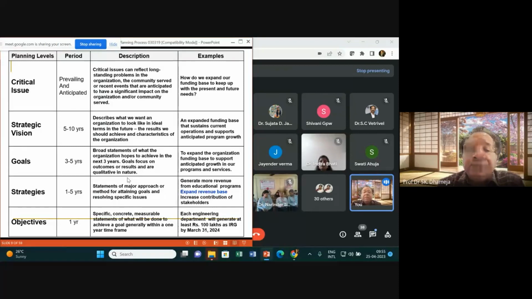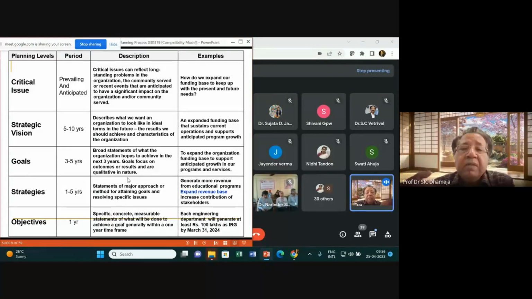So first was the critical issues. I was talking of the critical issues, the conduct of those research studies basically. So what are the prevailing and the anticipated critical issues? Like your organization may be having certain critical issues. Which are those critical issues, and what are the possible anticipated in the future also? So critical issues can reflect the long-standing problems in the organization, the community served, or recent events that are anticipated to have a significant impact on the organization and the community served. So either for your institution or for your stakeholders basically. Which are those issues? The present, as of now, and the anticipated future.